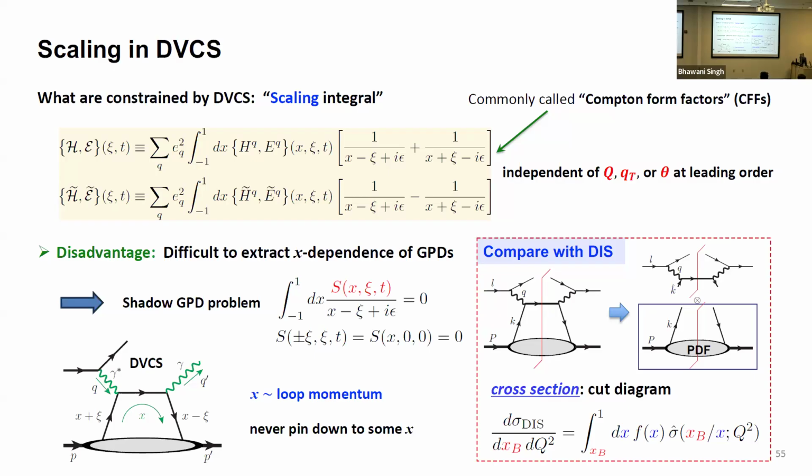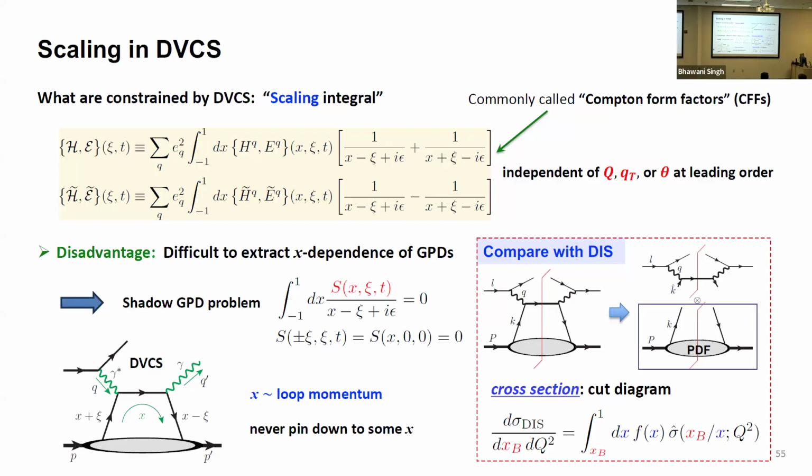So the x variable, the momentum fraction of the partons, is just like a loop momentum. This is just a virtual loop, and this loop is never opened up. So you never actually pin down to some particular value of x. x is always disentangled as the complete integral from -1 to 1.